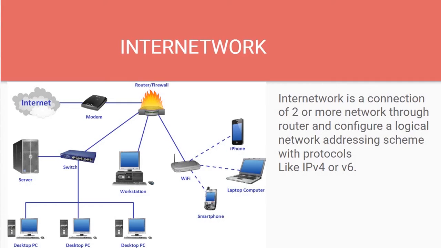So starting with what is an internet network. An internet network is nothing but a connection of two or more network devices through a router, configured with logical network addressing using protocols like IPv4 and IPv6. For example, in this picture, you can see various types of network devices that are connected with each other with the help of cables and are connected through a router. And the devices can send packets from one computer to another device with the help of the IP address, which we will be learning about after some time.